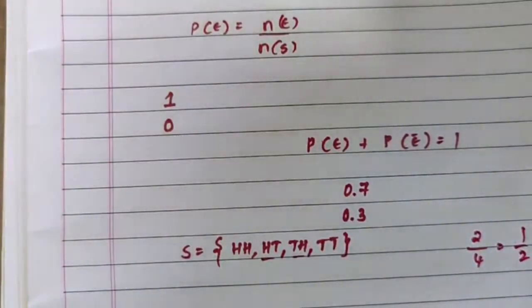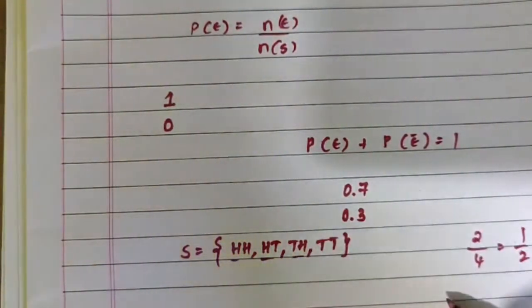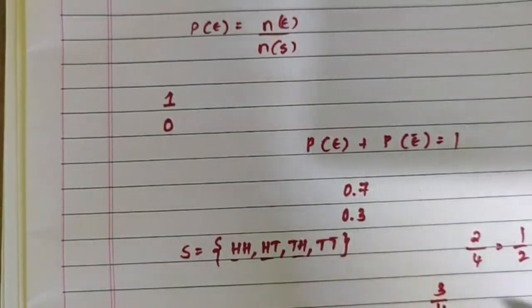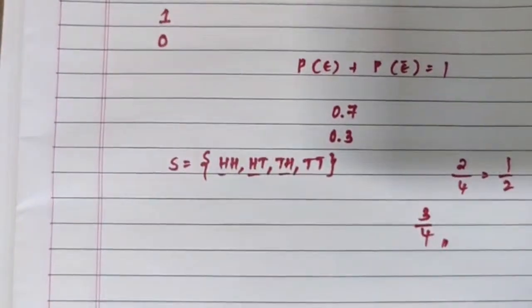What is the probability of getting at least one head? At least means minimum one head you should have. That will be 3 by 4. Hope you understood the difference between at least and at most. At least means minimum one head. At most means maximum one head should be there, not more than that.